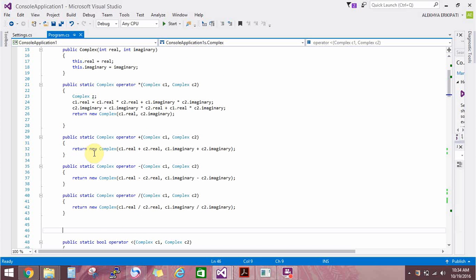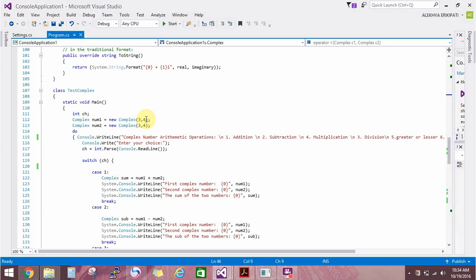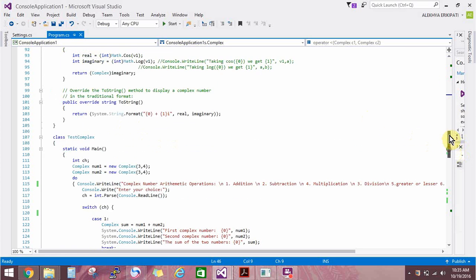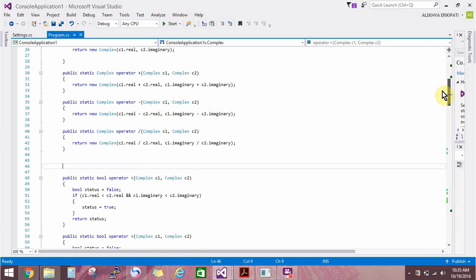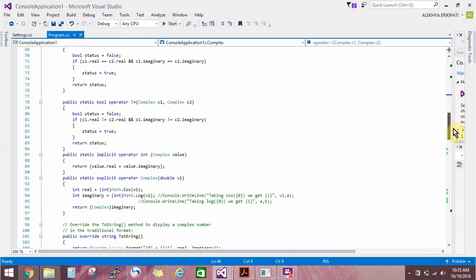Here it adds the two numbers, where the two numbers are 3 and 4, which are the real part and the imaginary part. 3 is the real part and 4 is the imaginary part. So when it goes to the addition operator, it adds c1.real, which is 3, and c2.real, which is 3. c1.imaginary is 4, c2.imaginary is 4. So it adds those two and displays the answer. In the same way it goes with every operator.